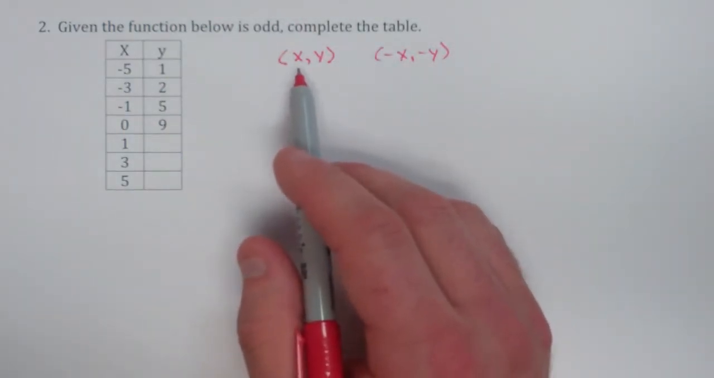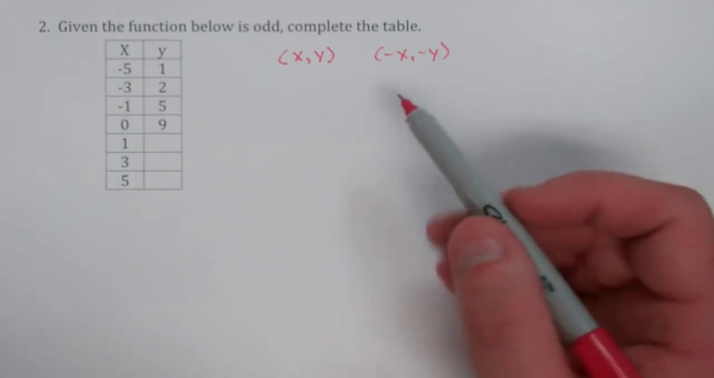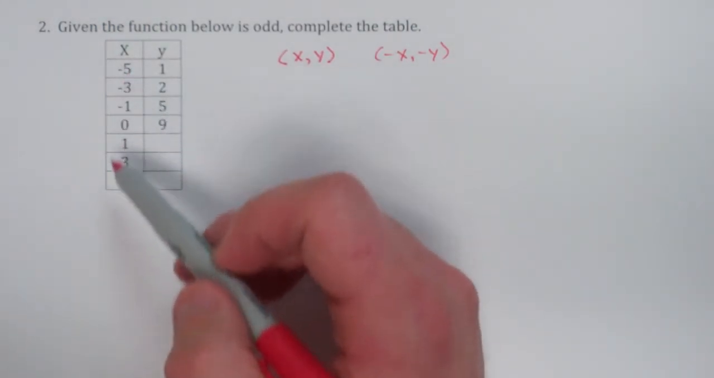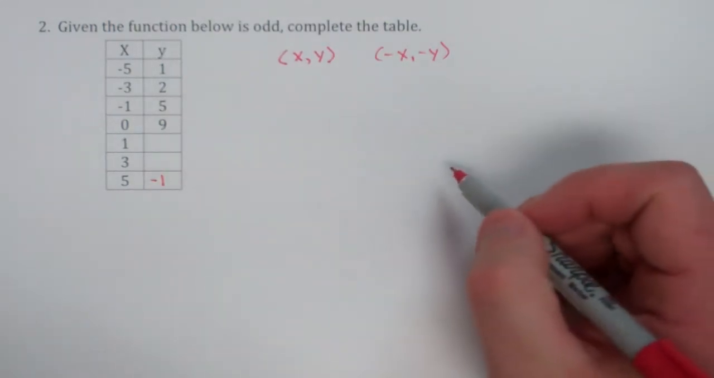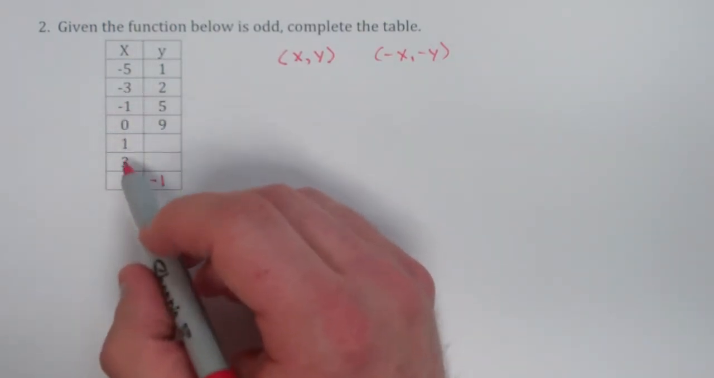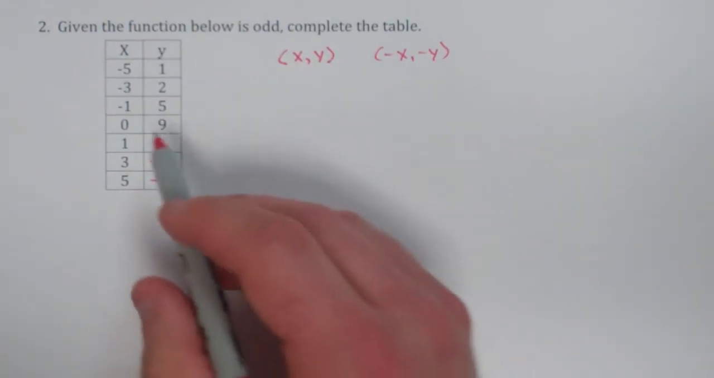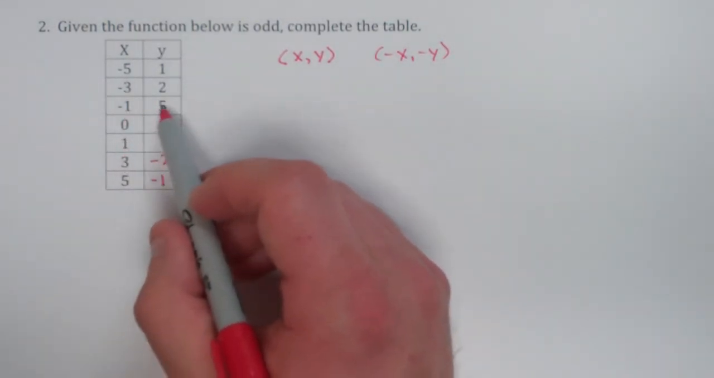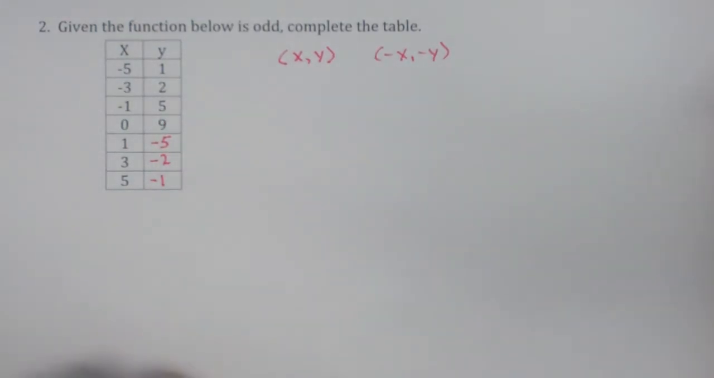All we need to do is do the opposite of each one of the x's and y's, and we'll have it. So here if we do the opposite of negative 5, that's 5, and the opposite of 1 is negative 1. The opposite of negative 3 is 3, and the opposite of 2 is negative 2. And we see here that the opposite of negative 1 is 1, and so we want to list the opposite of 5, or negative 5, here.